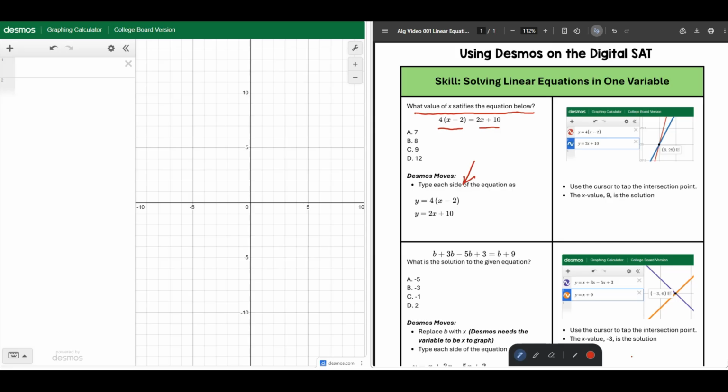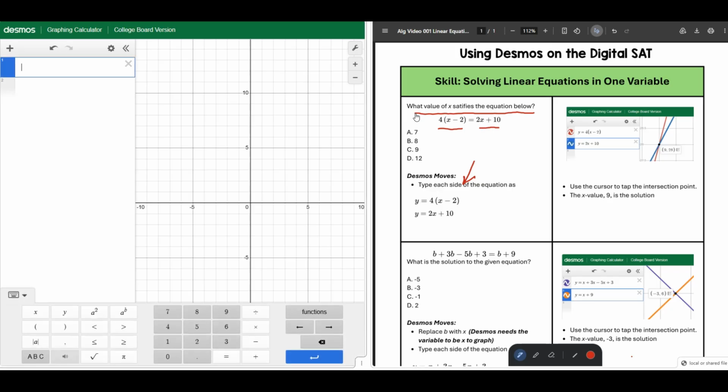So here's the Desmos move that you're going to want to do. You'll come to your Desmos screen and type in each side of the equation, the left side and the right side, on their own individual lines.